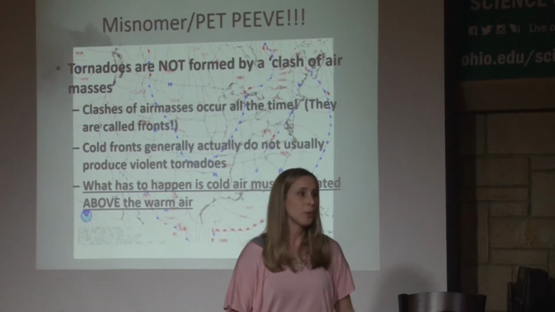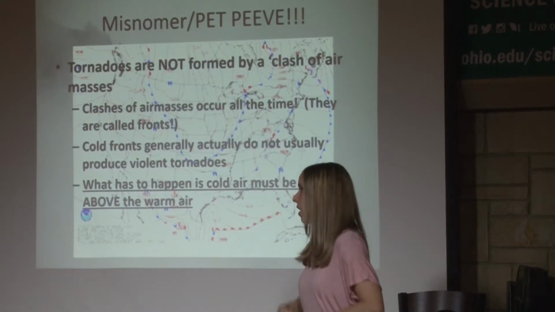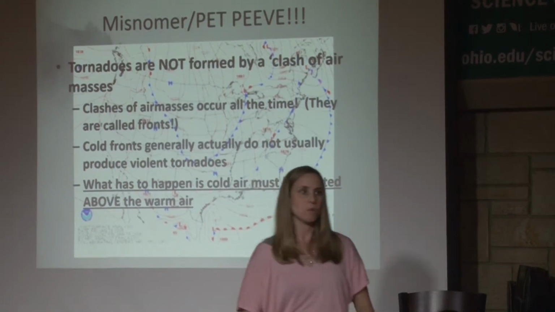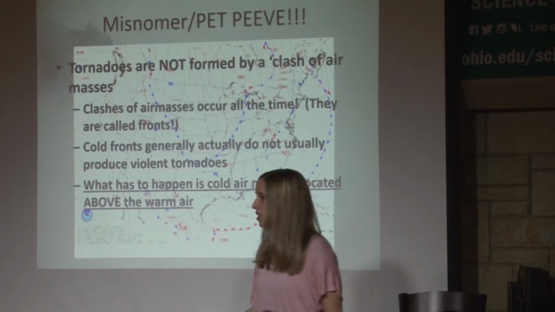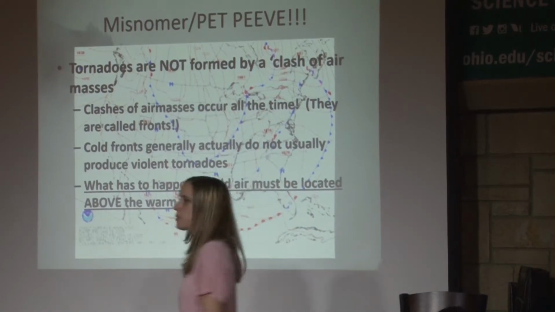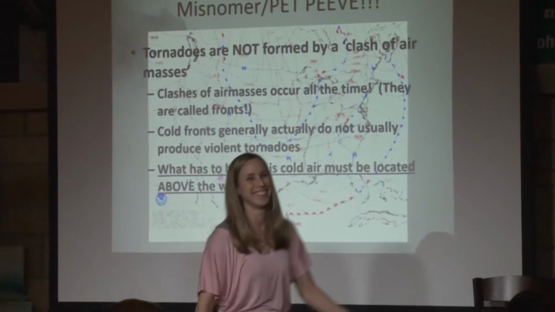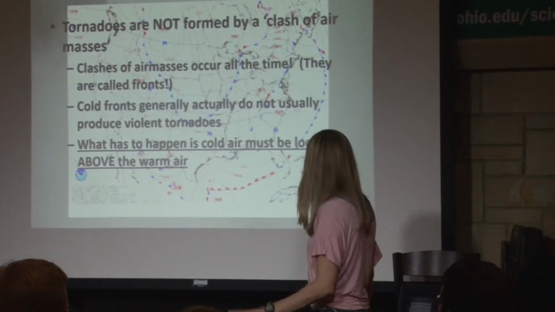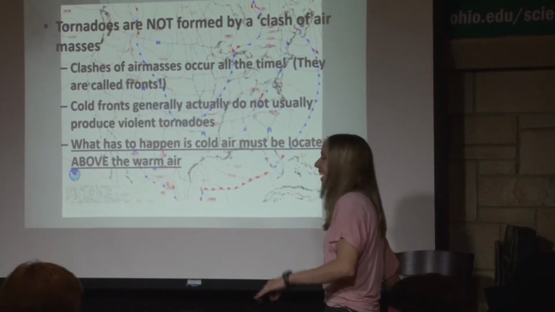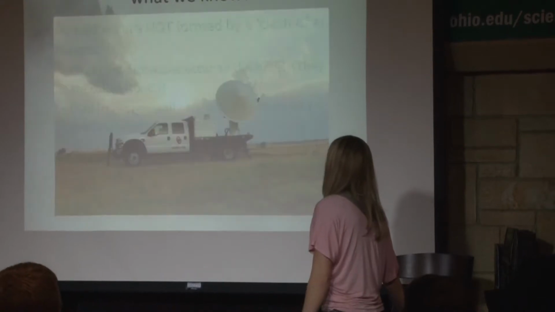So next time you hear somebody on the Weather Channel say, and we're having this clash of air masses, which is responsible for a tornado outbreak, you can shake your head and say, man, Jim Cantori, where did you go to school? Sorry. And anyway, so the cold air has to be located above the warm air.